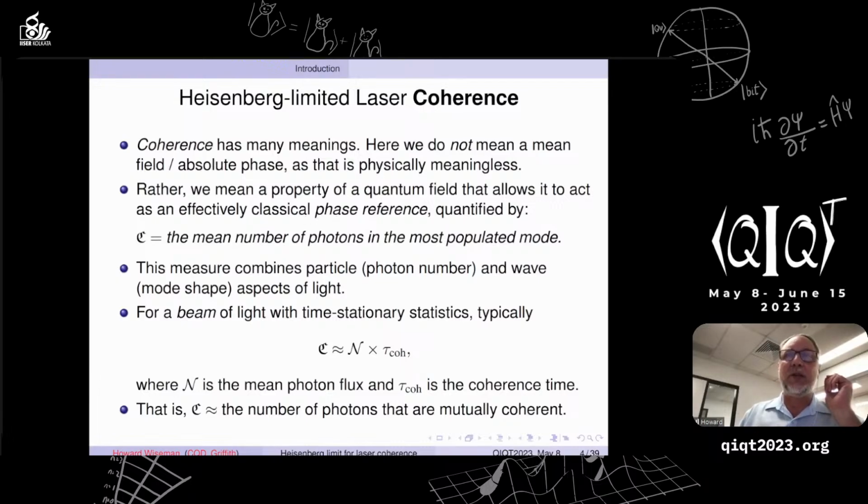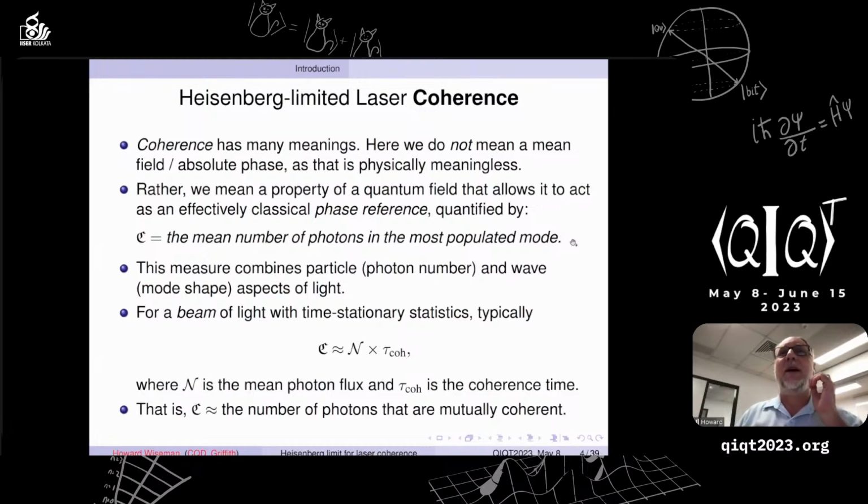And to do that, it's been understood for quite a long time that essentially all you need is a large number of photons in a particular mode. Then by splitting that, you can create a phase reference between two different sites. So the measure of coherence, which I'll be using throughout, with this very fancy letter C, is just the mean number of photons in the most populated mode.